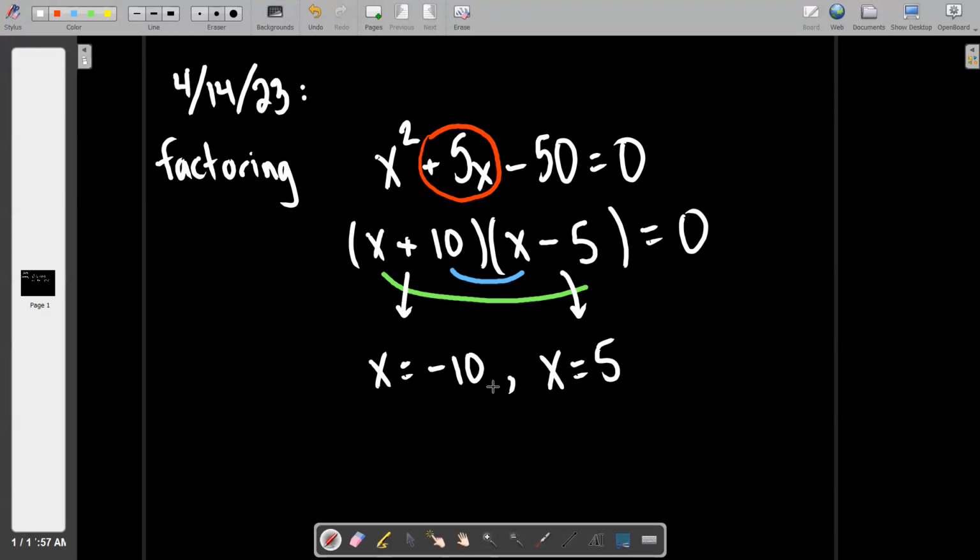When your blue and green don't add to make red, that's okay. You don't beat yourself up. You just turn your pencil around and you erase and you try a different combination of numbers, different order, whatever you want to do. But eventually it will work.